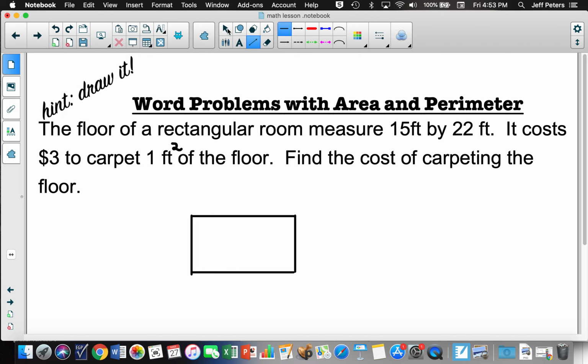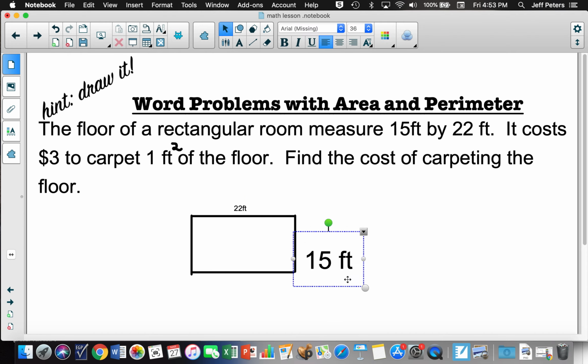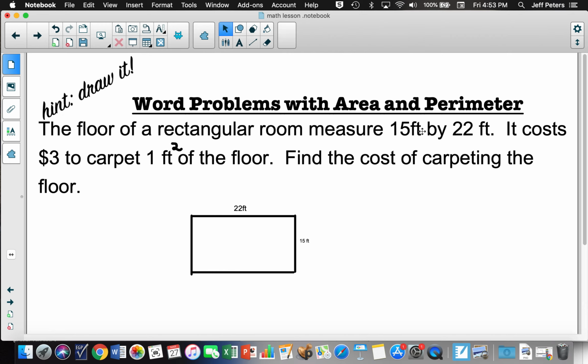We know that our dimensions are 22 feet by 15 feet. So we have our dimensions in. So now, remember, we're looking to carpet the floor. So let's remember, when we're looking for perimeter, we're looking for the length of all the outside segments. And when we're doing area, we're looking for all of the space on the inside. So in this case, we're going to be doing the carpeting, so we're going to have to find area.